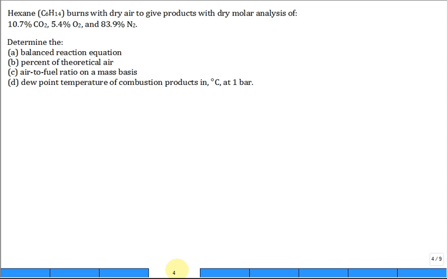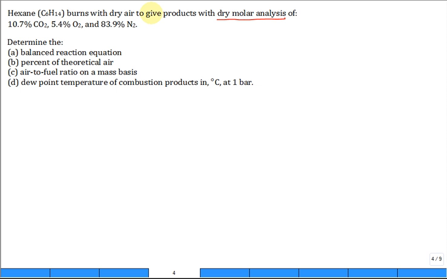So hexane, C6H14, burns with dry air to give products with a dry molar analysis of, so these are key words, dry molar analysis of, and then 10.7% CO2, 5.4% O2, and 83.9% N2. And the first part asks, give me the balanced reaction equation.